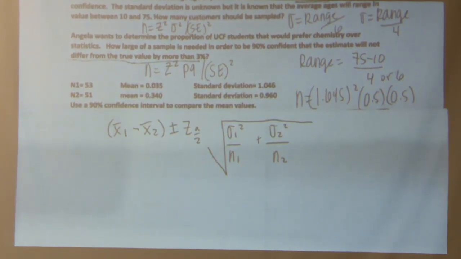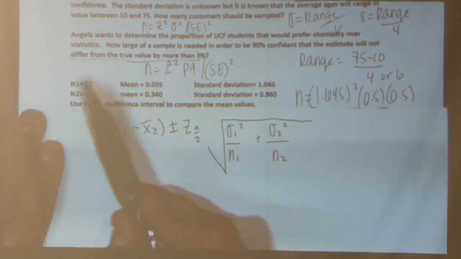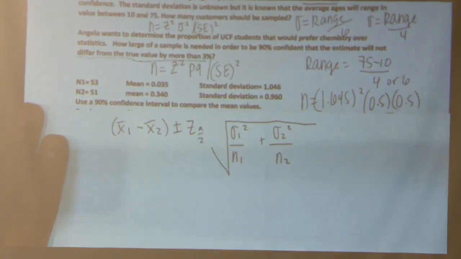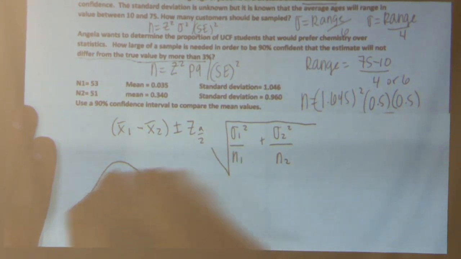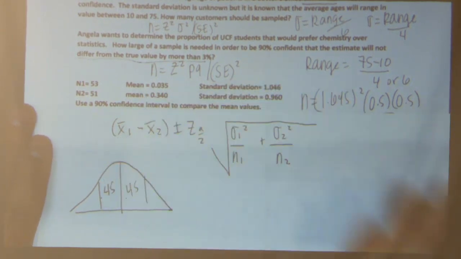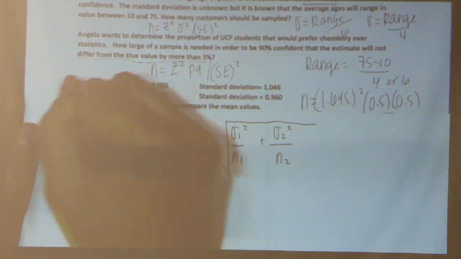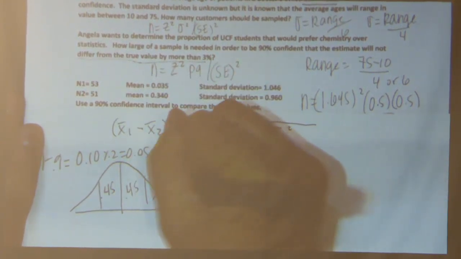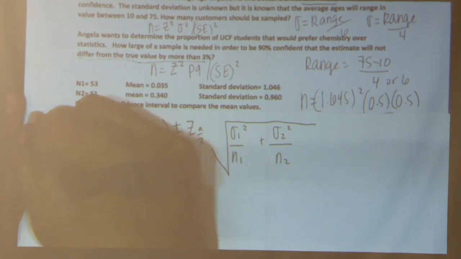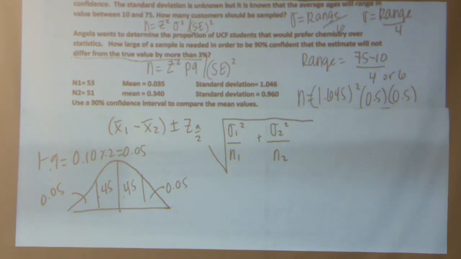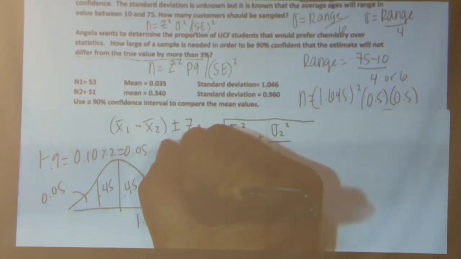So we want 90% confidence, and both of our n values are greater than 30. So we know that our confidence is going to be with z. For 90% confidence, we have 90 divided in half, which gives us 0.45. Or you could have done 1 minus 0.9 to give you 0.10, and then divide that in half to give you the 0.05, which goes on the tails. When we look up these values in the z table, we get the z-score of 1.645.